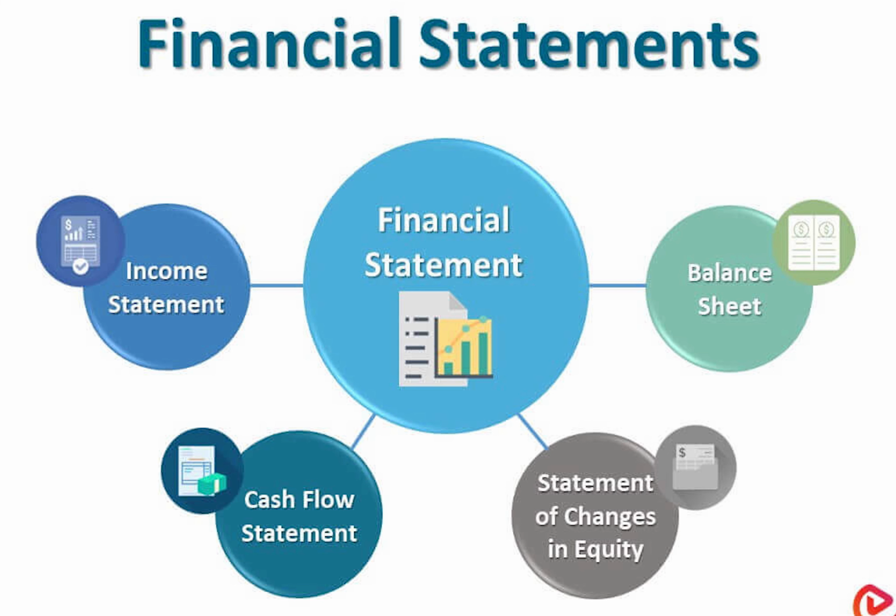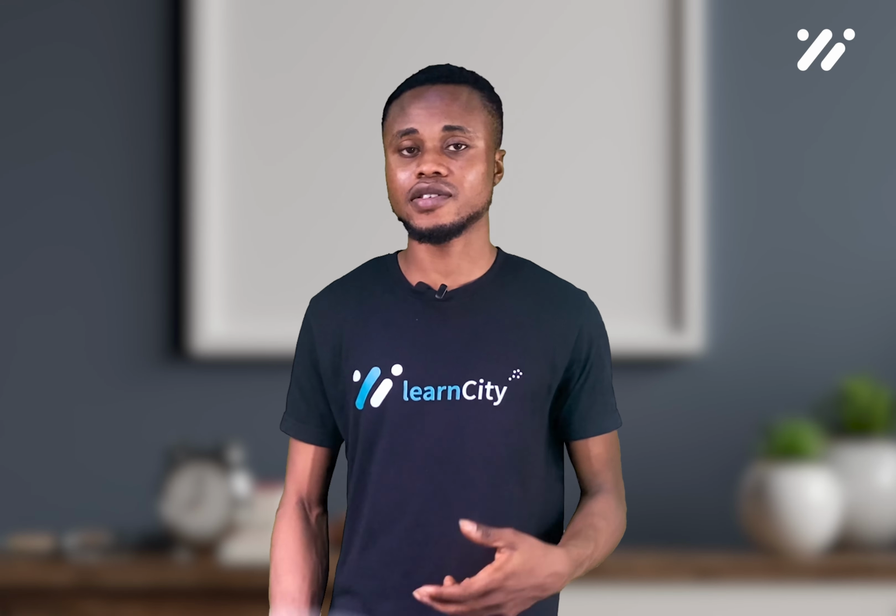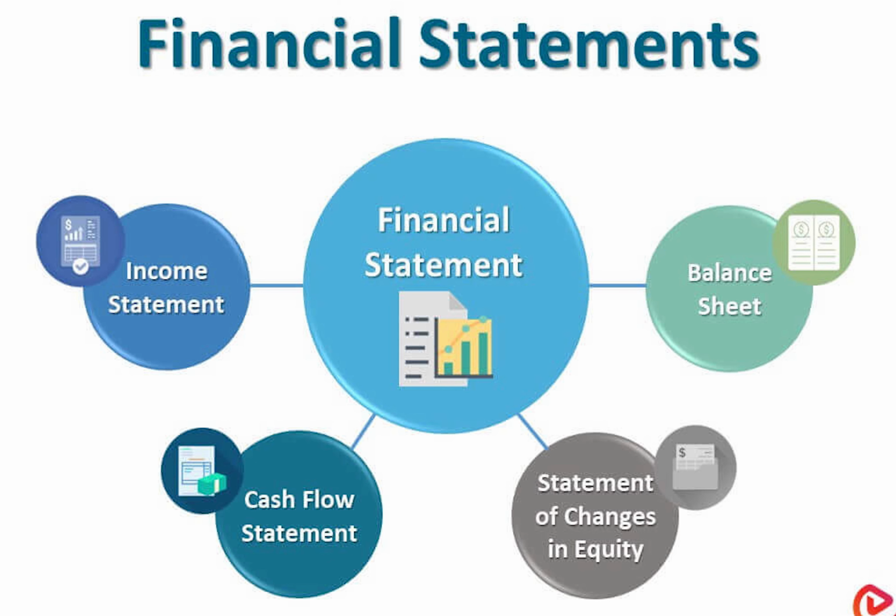Let me go to the fifth one, which talks about financial statements. These are the primary documents that summarize a company's financial performance and position. The key financial statements include the points I'm going to talk about now. The first one is the income statement, that is the profit or loss account, right? This income statement shows the revenues, the expenses, and the net profit or loss over a specific period.